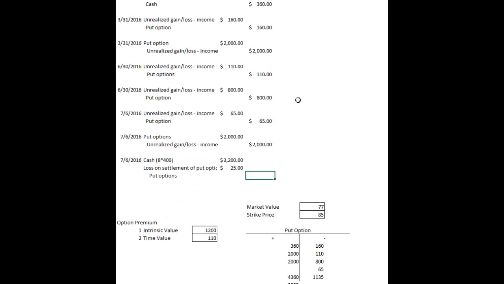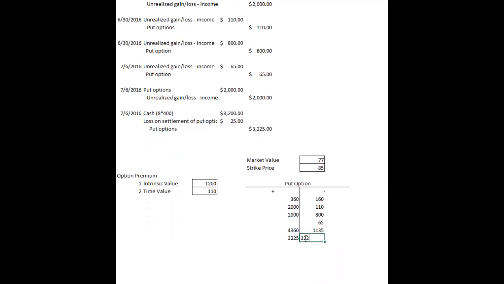And what you'll notice is that the amount we credit is $3,225, which would be this amount. It nets the account to zero, and that's logical. We recorded the unrealized gain or loss as they occurred throughout the time of the contract.